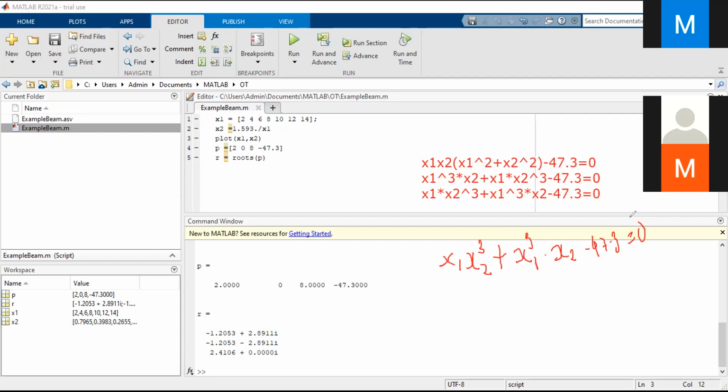We have already found out using this first value 2. If you put 2 here, x1 is equal to 2, in this equation it will become 2x2 cube plus 8x2 minus 47.3 is equal to 0. So we have already done that, but now we need to do 4, then 6. So it will be a time consuming process. I do not want this manual calculation every time. What can I do for this? Can you think about what we can do?